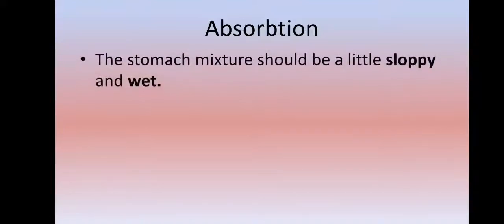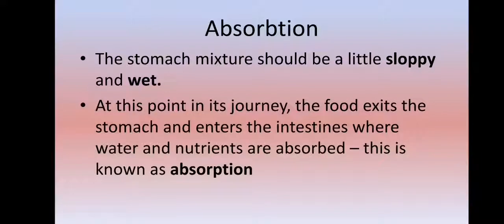So now we reach the small intestine. Absorption. Absorption happens in the small intestine. The stomach mixture should be a little sloppy and wet. Stomach mixture means the food plus the stomach acid. At this point in its journey, the food exits the stomach and enters the intestines where water and the nutrients are absorbed. This is known as absorption.